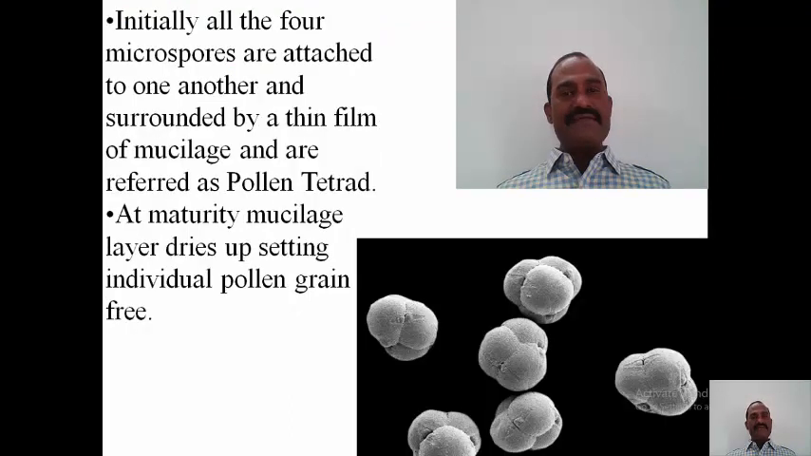are produced. Now these 4 microspores or pollen grains, initially all of them are attached to one another. Here you can see the pollen grains or microspores attached to one another, and they are surrounded by a thin film of mucilage. In this condition, they are referred to as pollen tetrads. Tetra, that is 4. So they are called pollen tetrads. At maturity, when the microspores become mature, they become separate. The mucilage layer dries up and the pollen grains are set free to get pollinated.